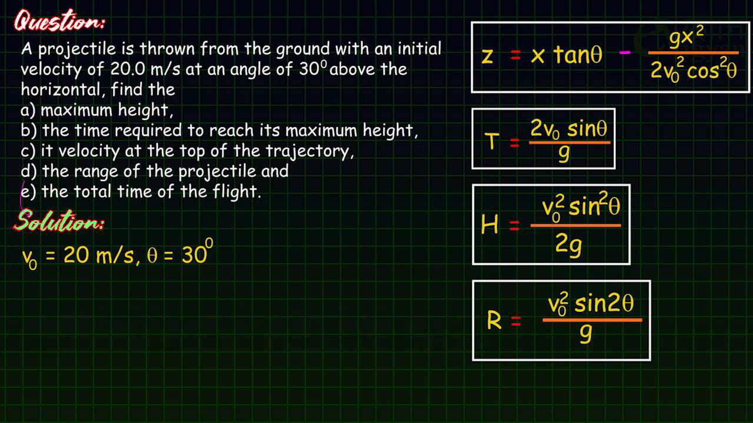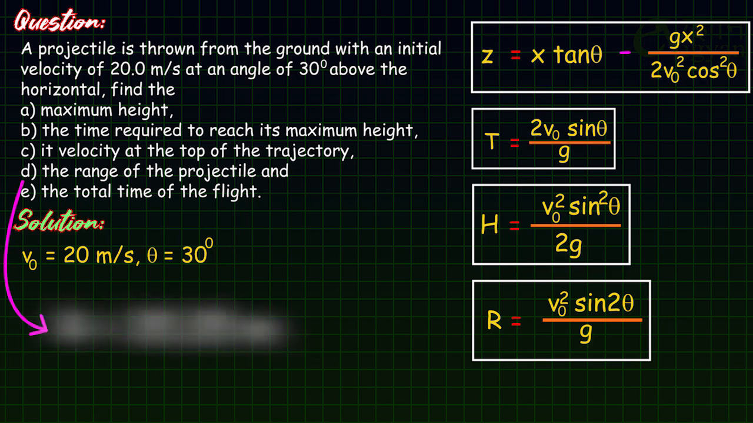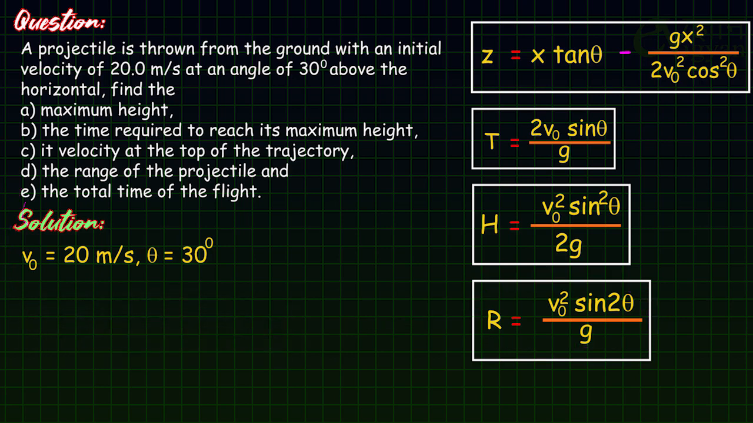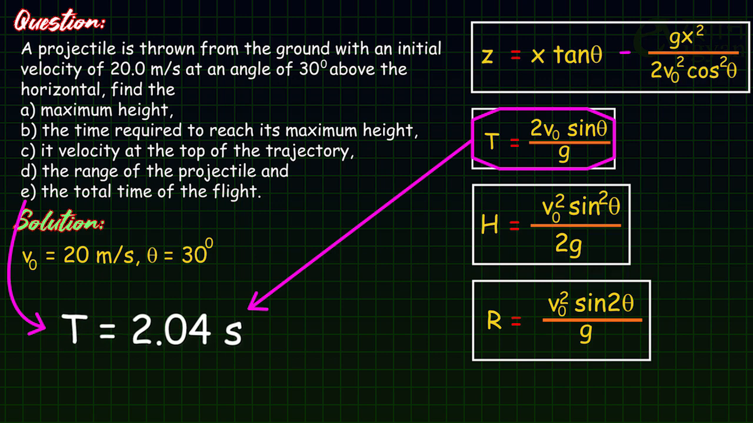In part D, you have to find the range. So use the formula for the range and find the answer for this part. And finally, in part E, you have to find the total time of flight. So use the formula for the time of flight and find the answer for this part.